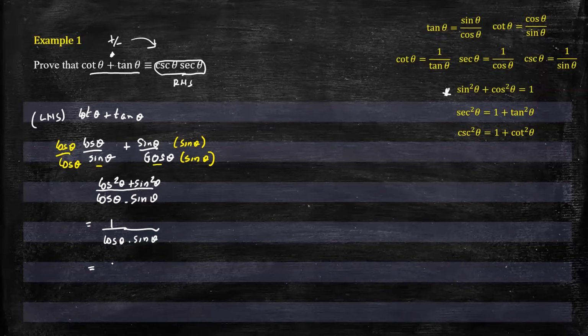So what I suggest to do here is split this fraction to be 1 on cos theta times 1 on sine theta, which is exactly the same as the line above. And we know that 1 on cos theta is going to be sec theta. And 1 on sine theta is cosec theta. And we can see that we've got the right-hand side from that.